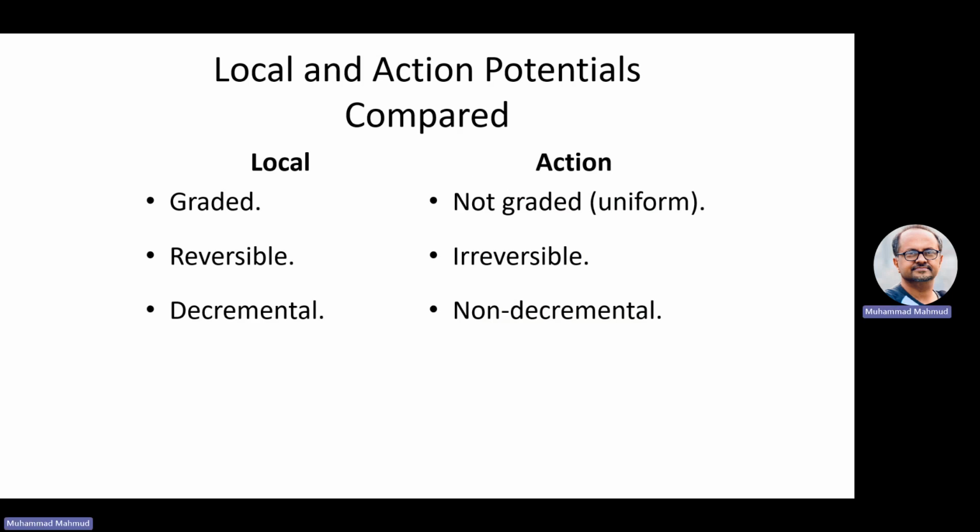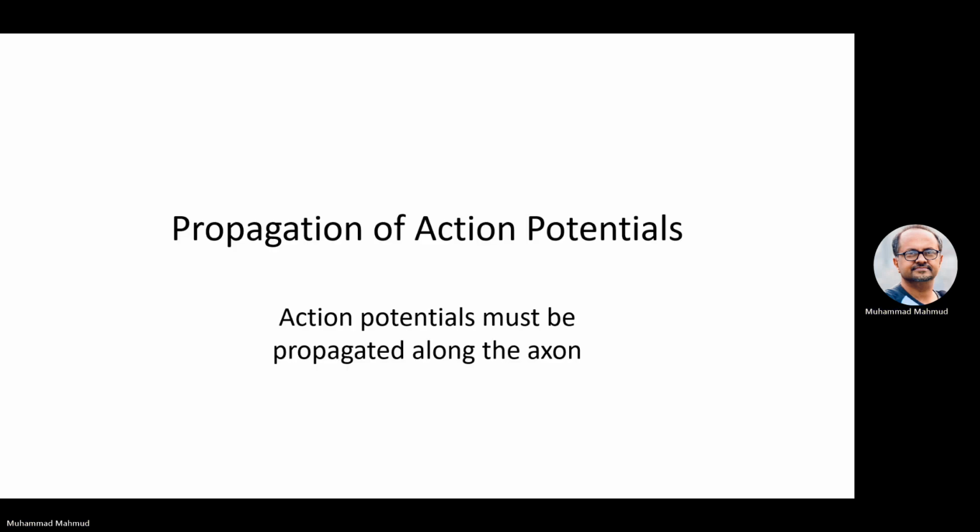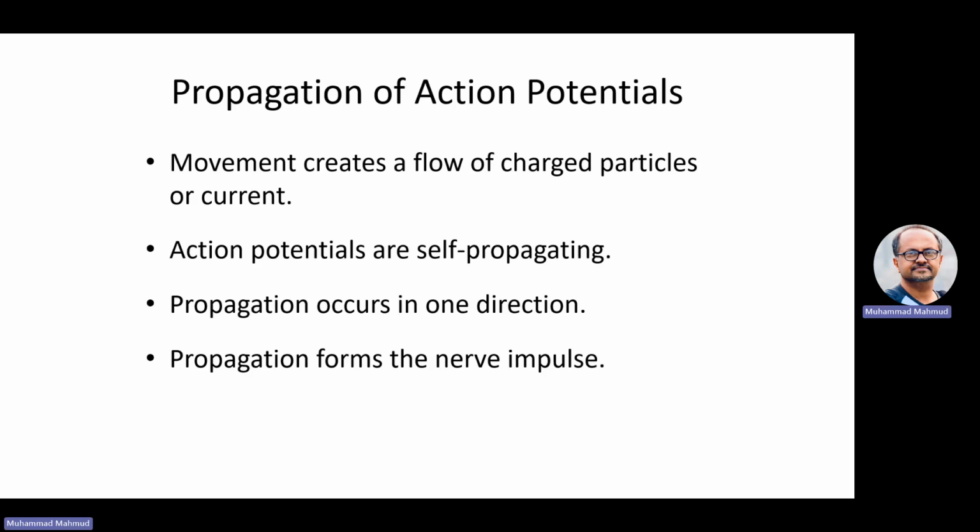Now, if we compare a local potential with an action potential: the local potential is graded, while the action potential is not graded, it's uniform. The local one is reversible, the action potential is irreversible. The local potential is decremental, and the action potential is non-decremental. The action potential must be propagated along the axon. Okay? And how is that happening? This is what we are discussing in the next few slides, the propagation of action potential.